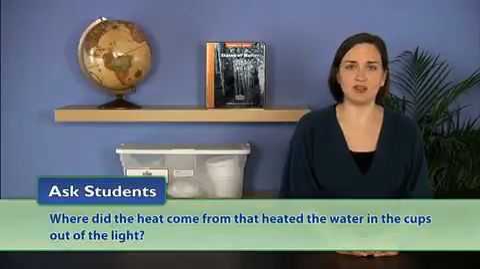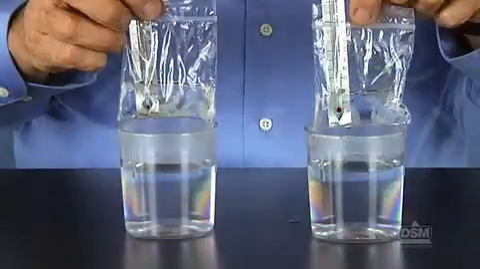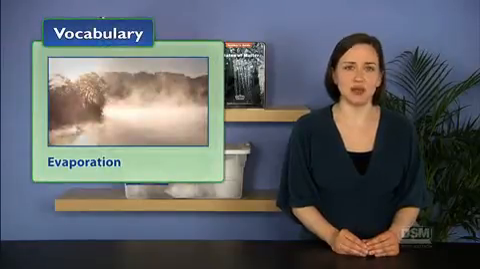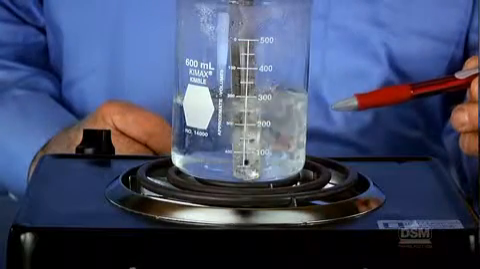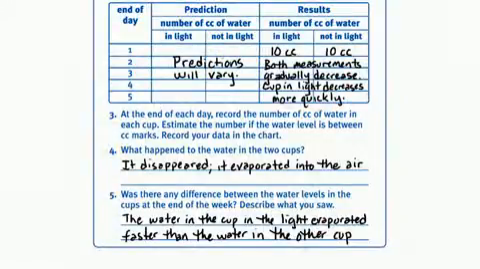Ask the students, what happened to the water? Accept all ideas. Make sure to point out that both cups received heat. Then ask, where did the heat come from that heated the water in the cups out of the light? Students may recall that in the previous activity, ice melted from the heat in the air of the classroom. Next, define evaporation for the class as the change of state when a liquid becomes a gas, and explain that the more heat that is added to a liquid, the faster evaporation occurs. Then have students complete their activity sheets.